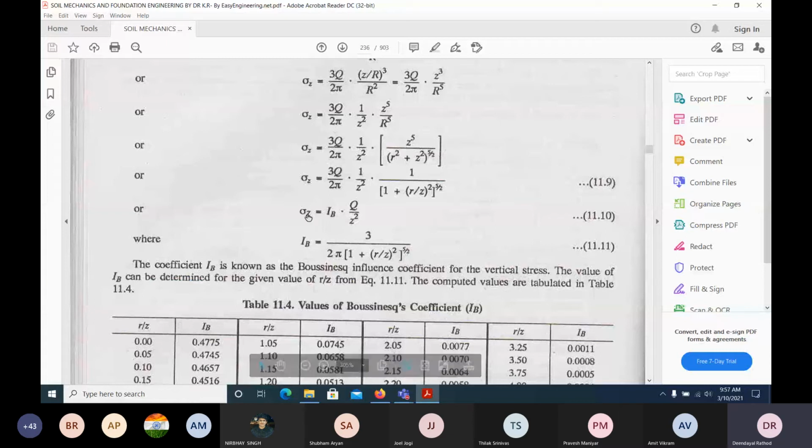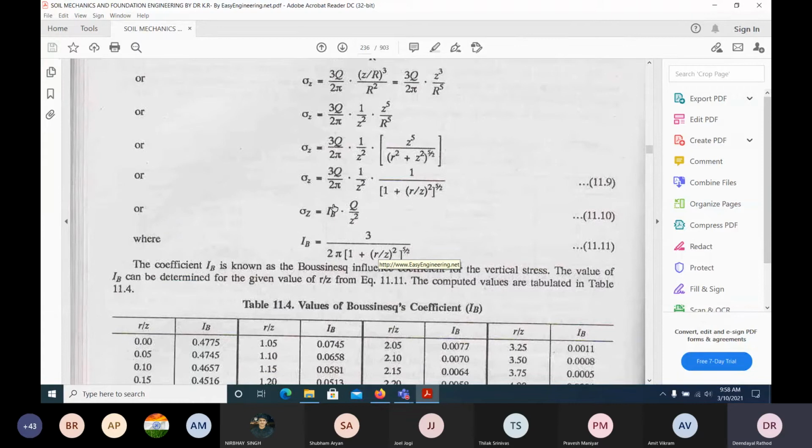So sigma z at a distance z below can be written as sigma z is equal to Ib into Q by z square. What is Ib? Just 3 by 2 pi into 1 plus r by z whole square to the power 5 by 2. So these equations are very, very important. Sometimes they will ask questions from this. They will give r, they will give z, r distance away from the particular point, and z distance below in depth. What is sigma z? Sigma z equals Q by z square, where z is the depth where we want to find out.